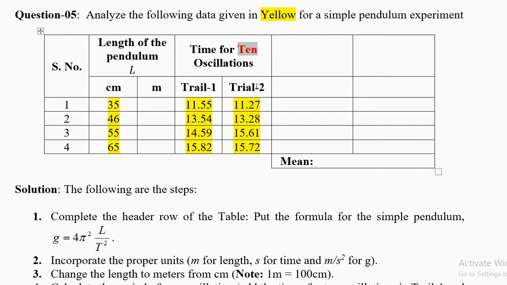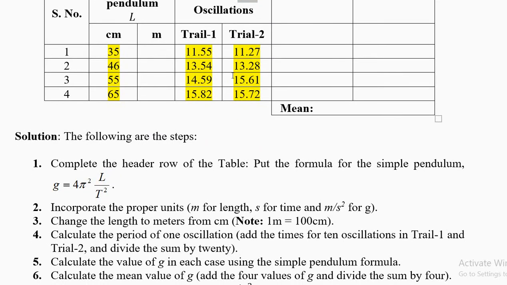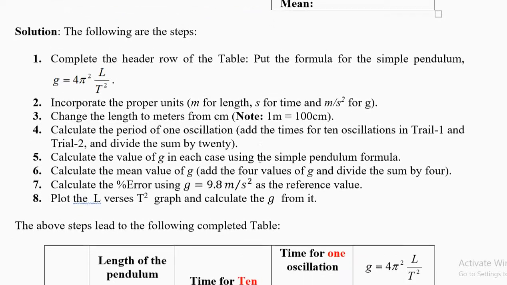So you have to take at least two trials. For the same length, you have to do the experiment 2-3 times. Then note down trial 1, trial 2. You can also have trial 3. Take at least two trials because sometimes things go wrong in the experiment. I will do these calculations on the next page.